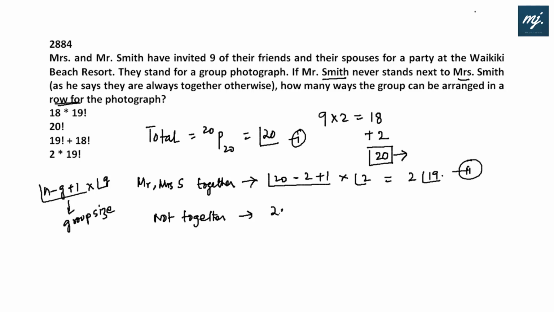Not together: factorial 20 minus 2 into factorial 19. If I take factorial 19 common, here I'll get 20 minus 2. That will give me 18 into factorial 19. And yes, that features in option A.